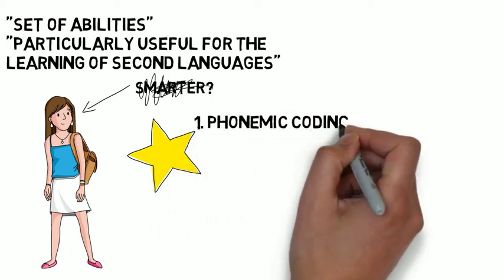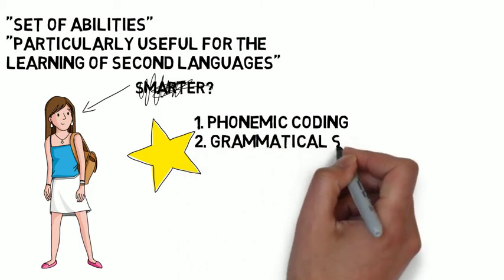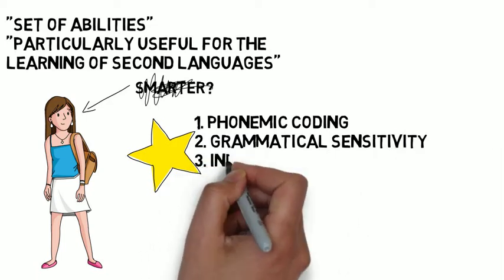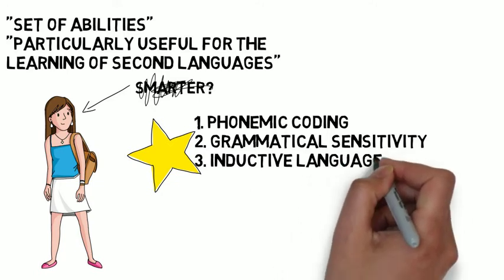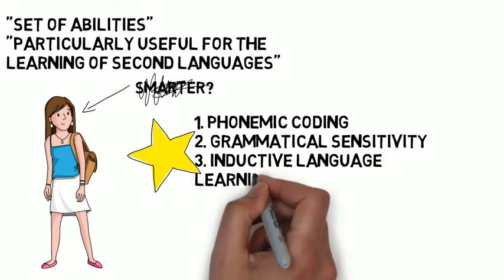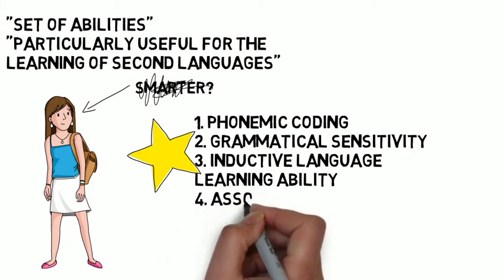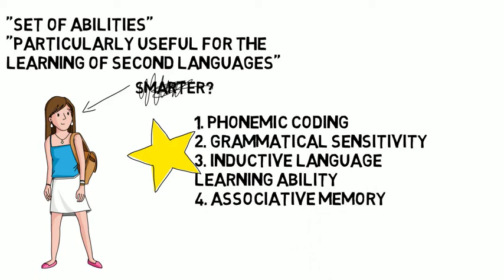Here are four. One is phonemic coding, related to identifying and processing different sounds. Then there's grammatical sensitivity, or how well you can get a feel for acceptably organizing the pieces of language. Then there's inductive language learning ability, or how well you can break down those structures and make rules out of them without being told. The last is associative memory, how well you associate a foreign word with its meaning and remember that.